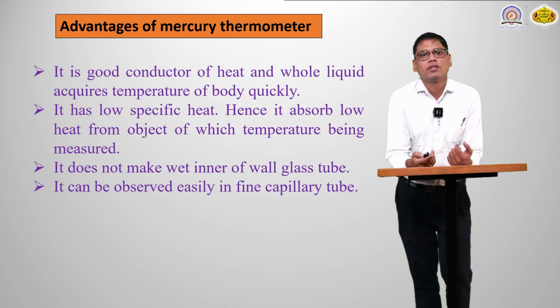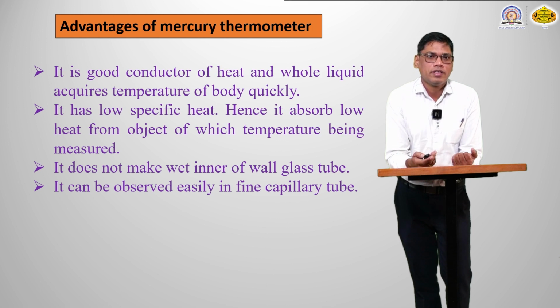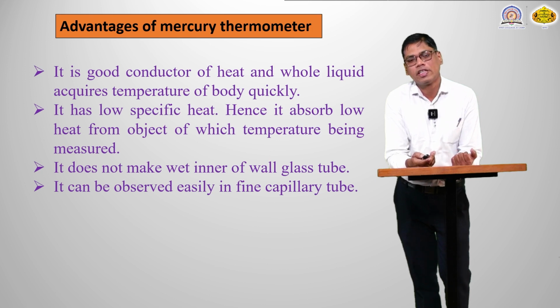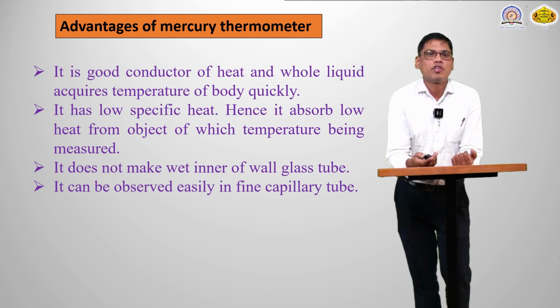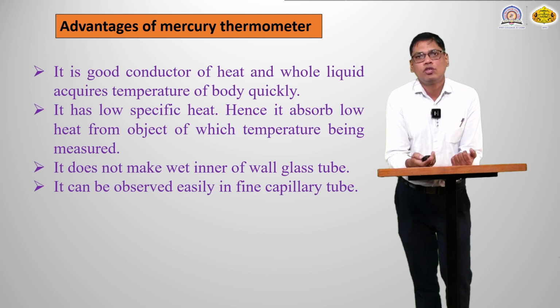It does not wet the inner wall of the glass tube. If the liquid attaches to or wets the inner wall, some part of the liquid stays attached, so we will not get a proper reading. In the case of the mercury thermometer, the mercury does not attach to the inner wall and we get an accurate reading. It can be observed easily in a fine capillary tube. Mercury can be seen very easily in the capillary tube.